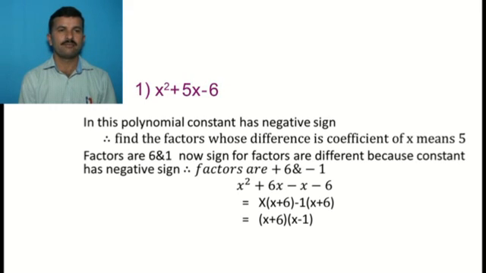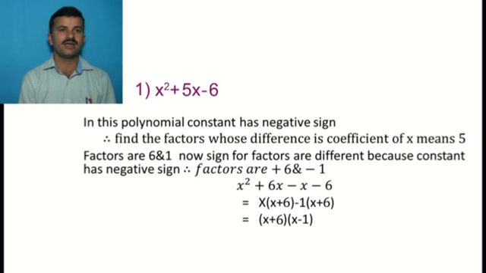Therefore, the greater factor has a positive sign and the smaller factor has a negative sign. Therefore, the factors of 6 are plus 6 and minus 1. Therefore, the polynomial becomes x square plus 6x minus x minus 6. It becomes 4 terms.